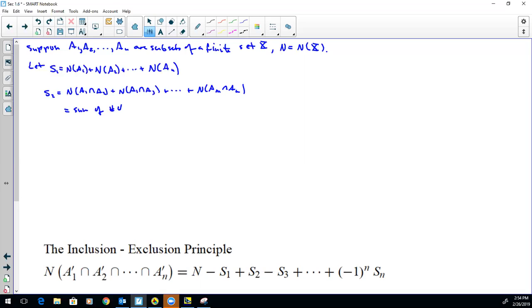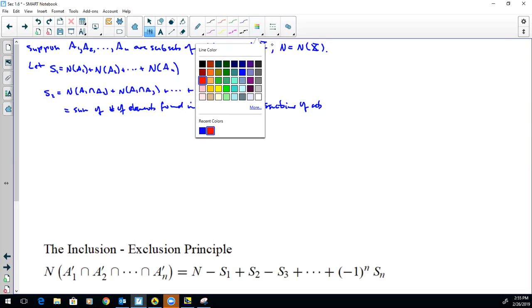of the number of elements that are found in all pairwise intersections of sets. So it's got A1, A2, A1, A3, A1, A4, and so on. A2, A3, A2, A4, and so on. A3, A4, A3, A5, and so on like that.